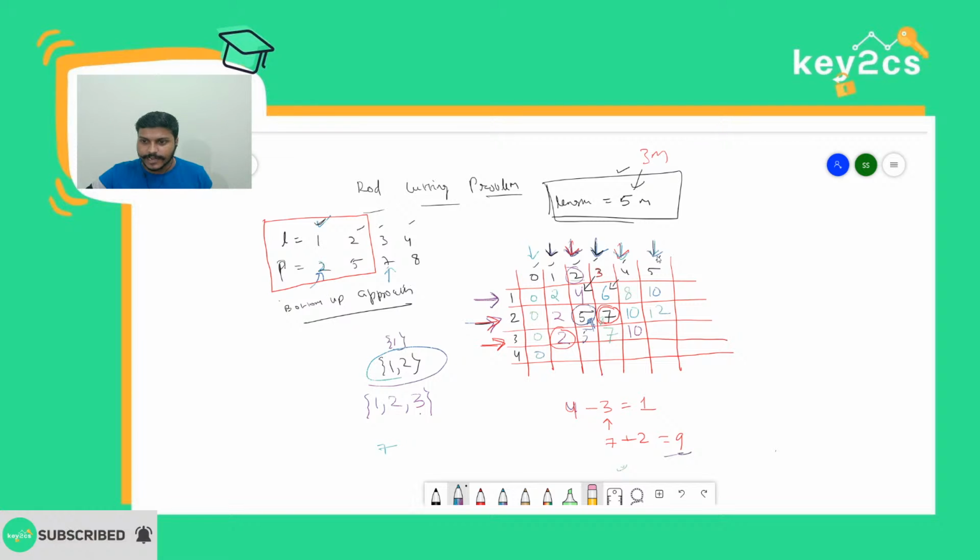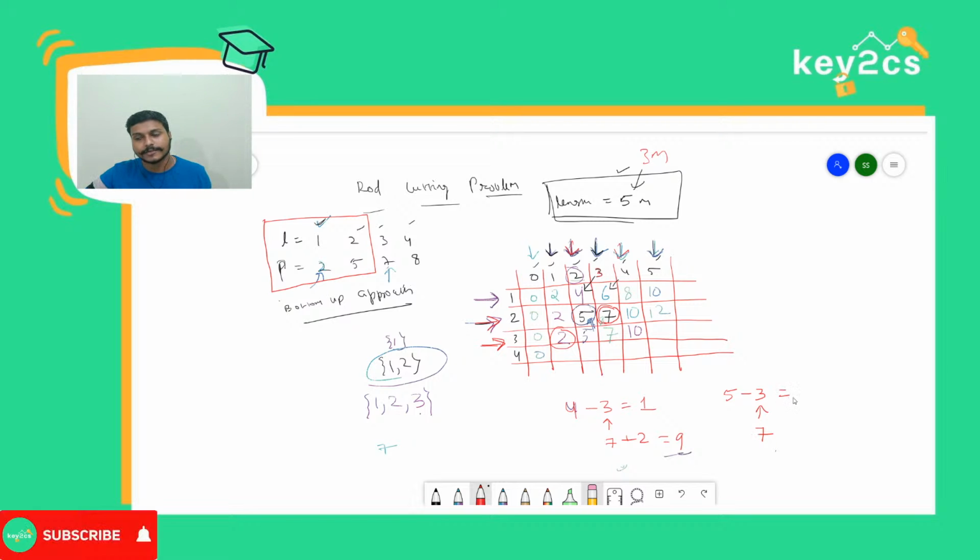Now the total length is 5 meter. We have to make 5 meter rod. So can we take a 3 meter rod? From 5 meter, yes, we can take. 3 meter is less than 5. So I can take 3 meter. So if I take a 3 meter rod, for that I'll make a profit 7 rupees. What is the remaining length? Remaining length is 2.